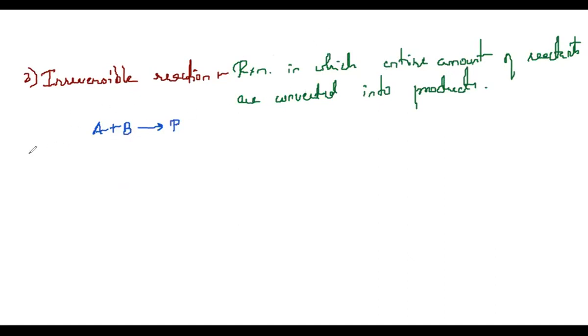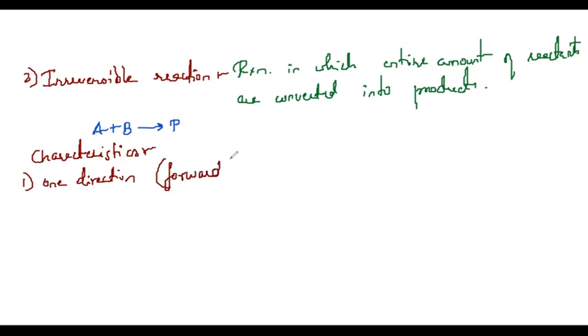Is that right? So what are the characteristics of irreversible reactions? We saw the characteristics of reversible reactions. Now, what are the characteristics of irreversible reactions? These reactions proceed only in one direction. They are one direction reactions, and that direction is called what? It is called forward reaction. See, the reactants getting converted to product is forward reaction. The product getting converted back to reactants is backward reaction.